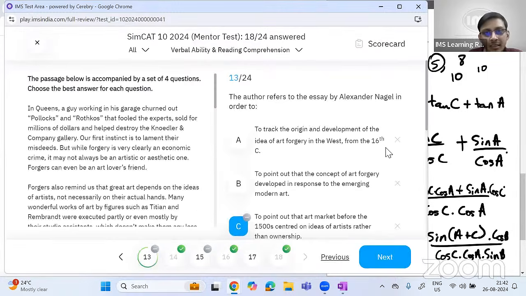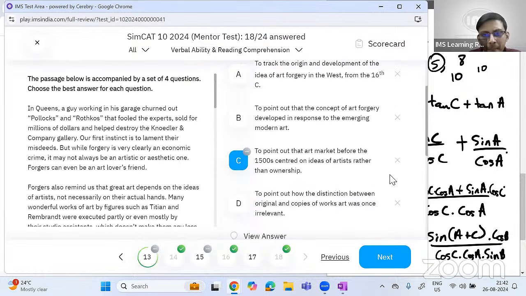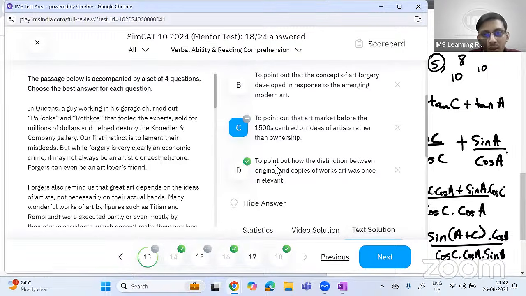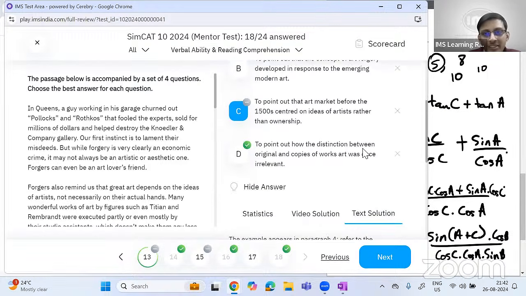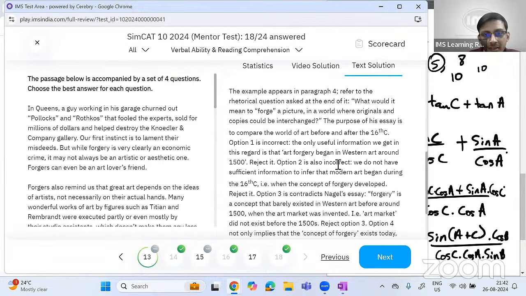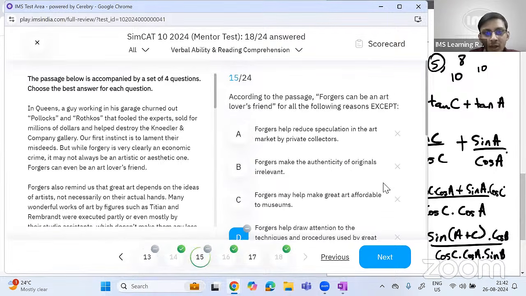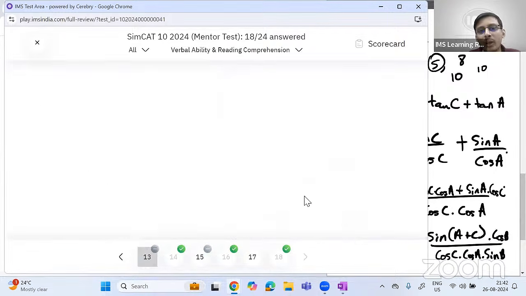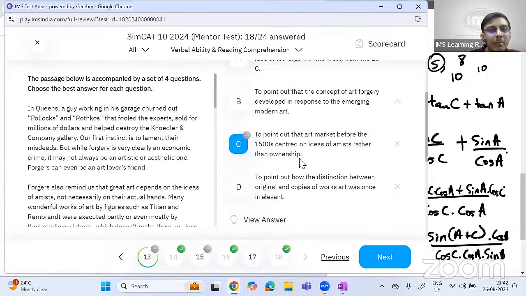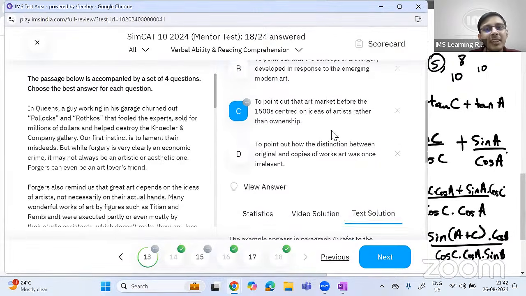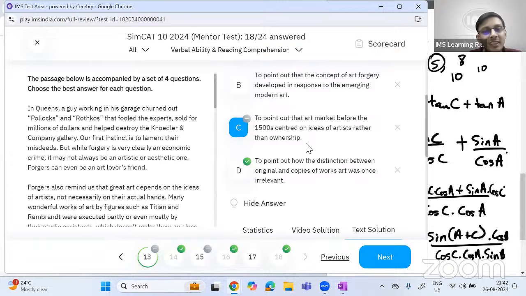If you look at VRC, I got this one wrong. Okay, point out. I was stuck between options 3 and 4. Okay, 4th is the correct one. Point out distinction between original was once irrelevant. Okay, I'll have to spend time with this to figure it out. Maybe tomorrow, I'll spend some time with the solution here. And I'll spend some time thinking why exactly it has been given that the fourth one is correct and the third one is incorrect, so as to get a better understanding of it. Video solution also will be pretty helpful.